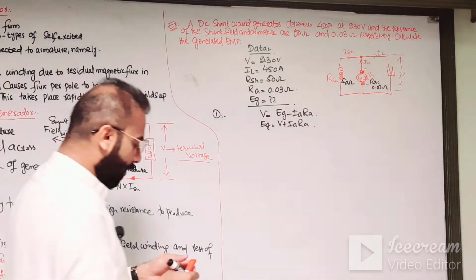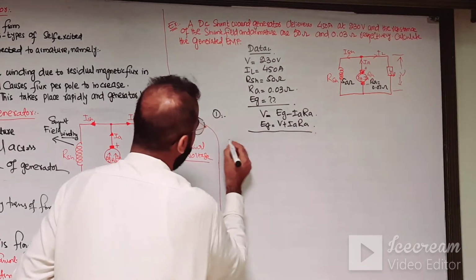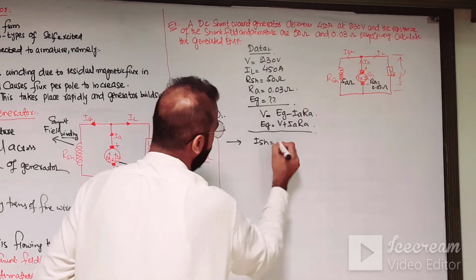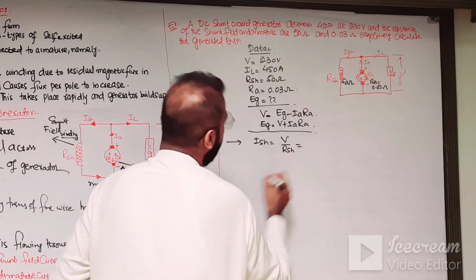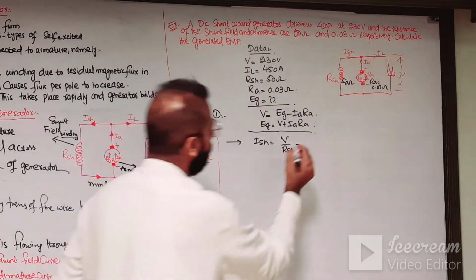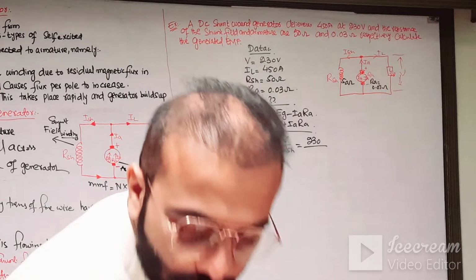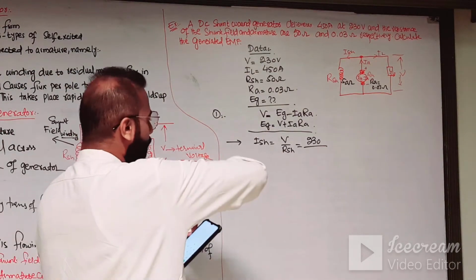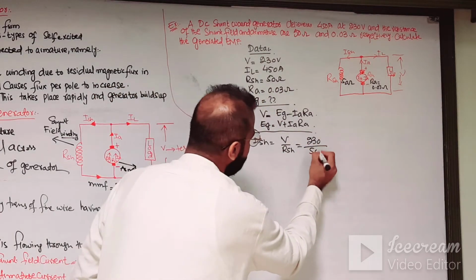Now first of all, we need to find out the shunt field current. So the shunt field current Ish is equal to V over Rsh. V is 230 volts, divided by Rsh, which is 50.